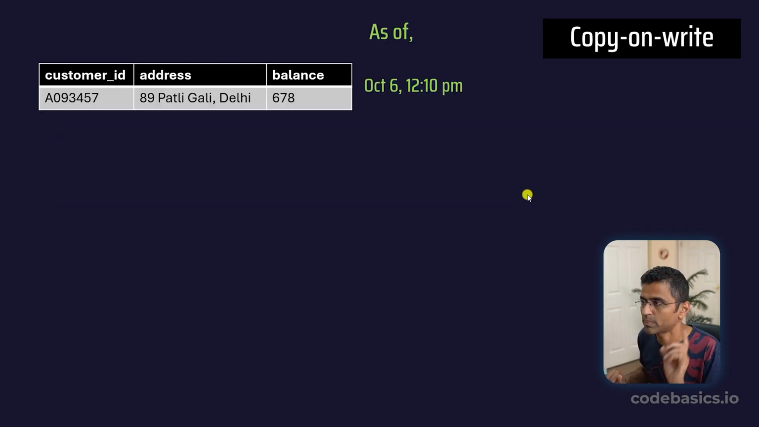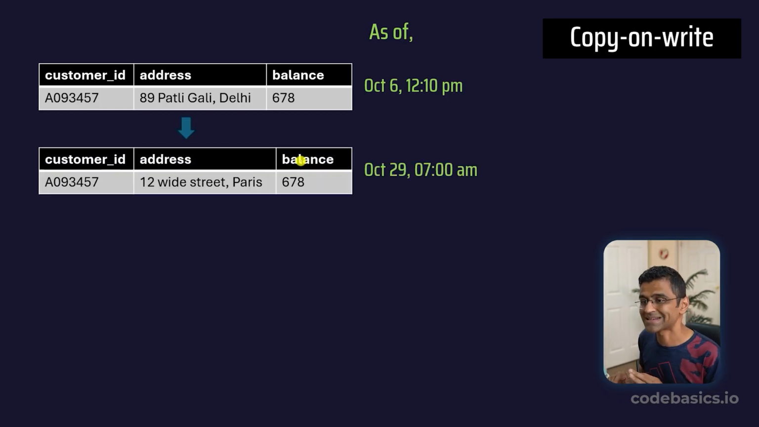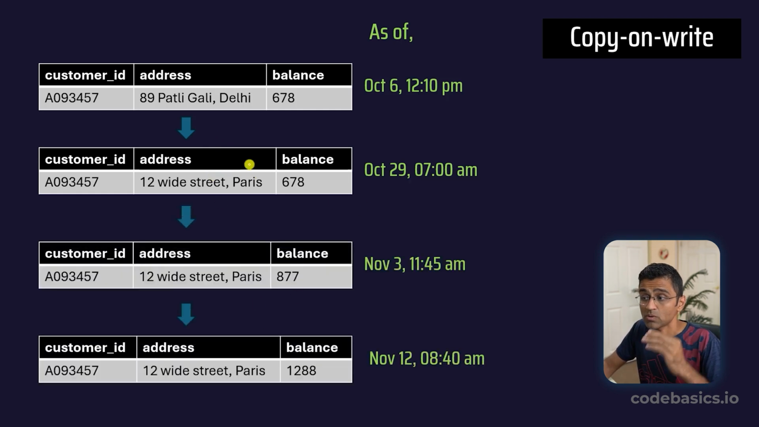The first one is copy on write. So let's say you have this record. As of October 6, 2010, the record looks something like this. Now, if you're doing copy on write, when someone updates the address, let's say this person moved from Delhi to Paris, what will happen is it will not update this particular record. It will insert a new record along with that new information. Okay, let's say then the balance got updated. So now you are inserting new records. You are not overwriting that field in that particular record. This is called copy on write.